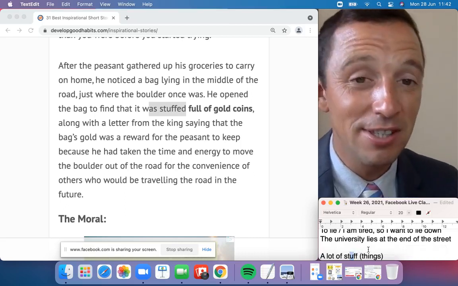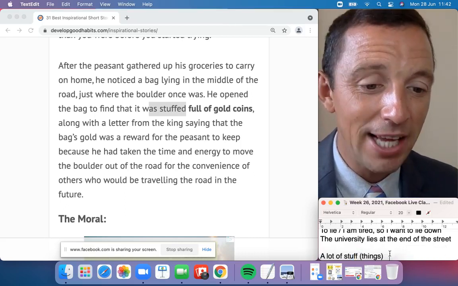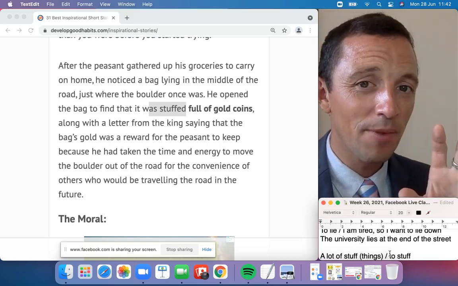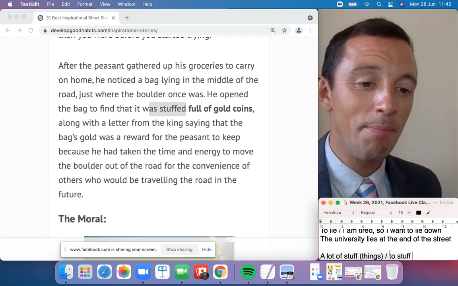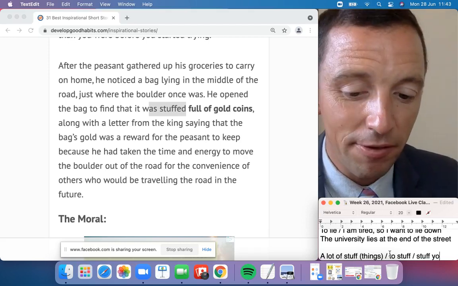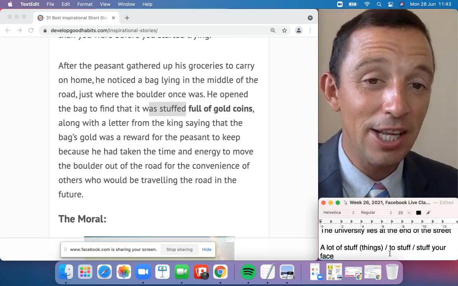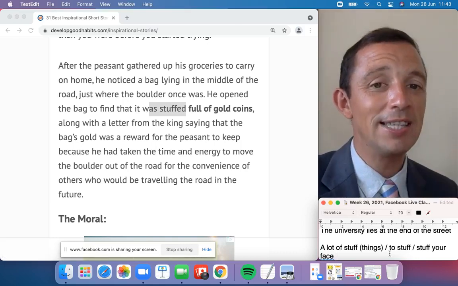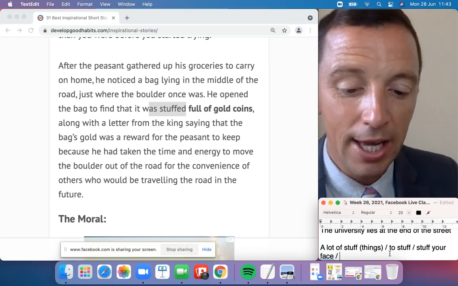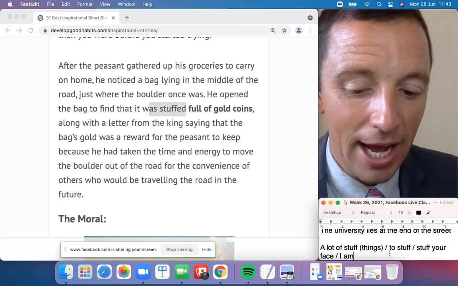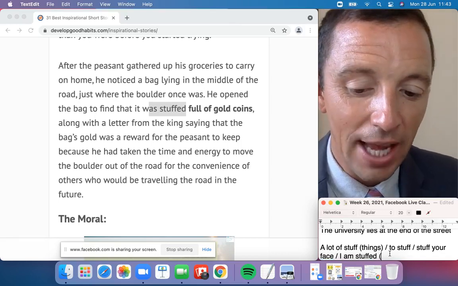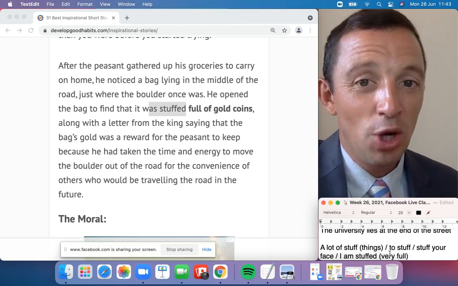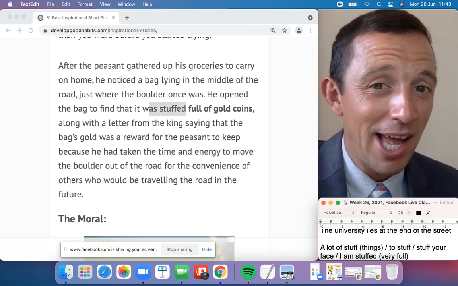Okay, so a lot of stuff has the significance, a lot of things, but the verb to stuff is to put a lot of things into your bag. So for example, to stuff your face has the significance to eat a lot of food. So I am stuffing my face, I am eating a lot of food because I'm very, very hungry. The adjective, I am stuffed, and the significance is very full of food. I have no more space to eat because I am stuffed.